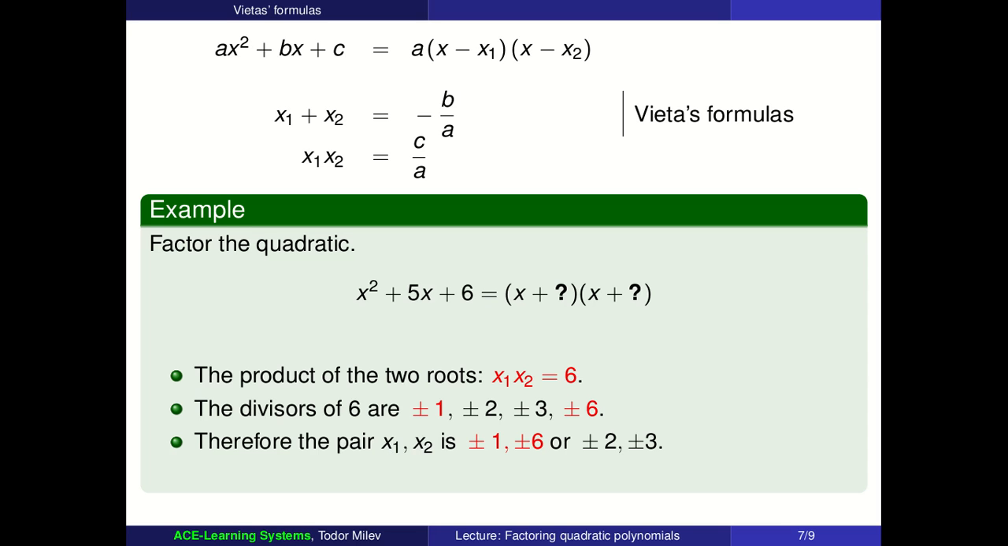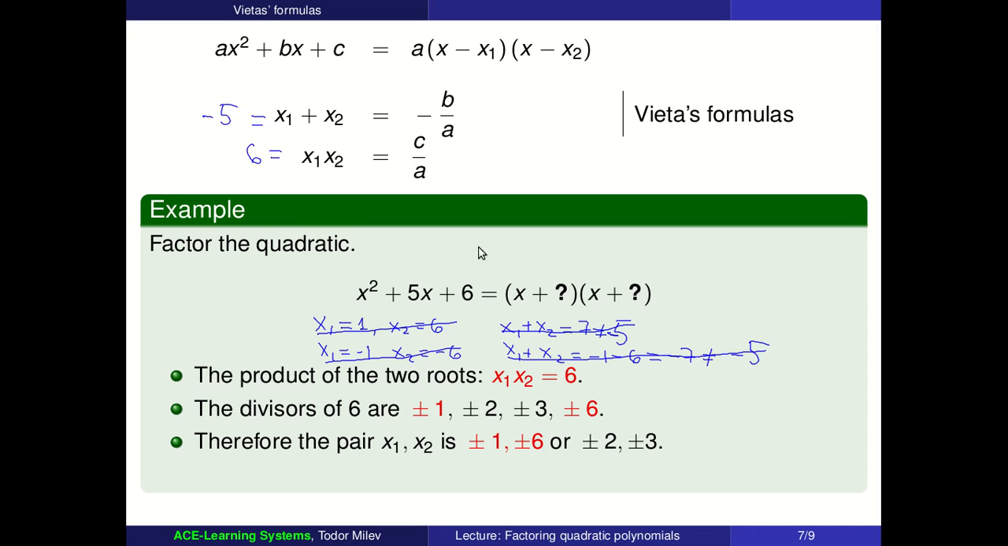So now there are a few options to try, right? So I could try x1 equal to 1, x2 equal to 6. Then x1 plus x2 equal to 7, which is not equal to negative 5. So that option does not work. Next, I could try x1 equal to negative 1 and x2 equal to negative 6. Recall the sum of the two roots was negative 5 and the product of the two roots was 6. So now x1 plus x2 is equal to negative 1 minus 6, which is negative 7, which is again not equal to negative 5. So that option is a no-go either.